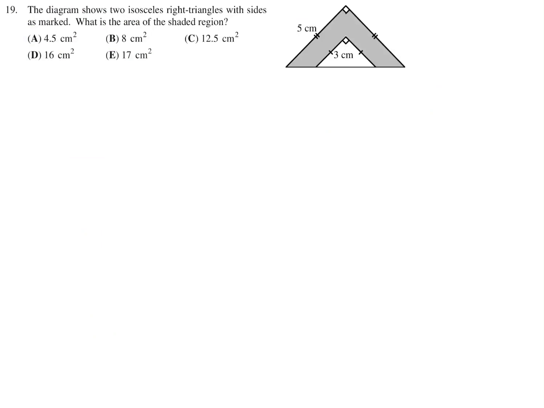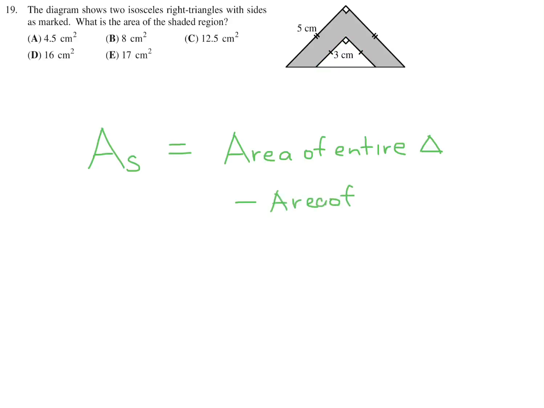The diagram shows 2 isosceles right triangles with sides as marked. What is the area of the shaded region? Okay, so the area of the shaded region is going to be the area of the entire triangle, subtract from it the area of the small triangle, this one right here. So what is the area of the entire triangle? What's 1/2 base times height? And the area of the small triangle will be 1/2 small base times small height.